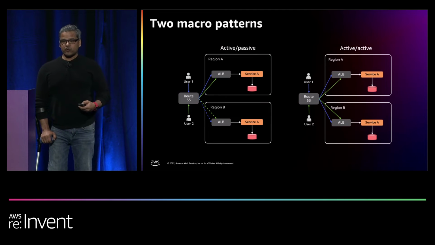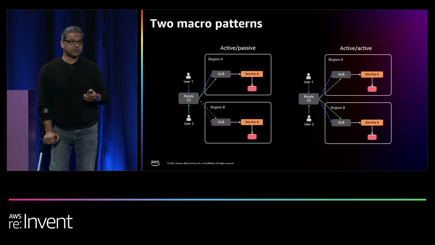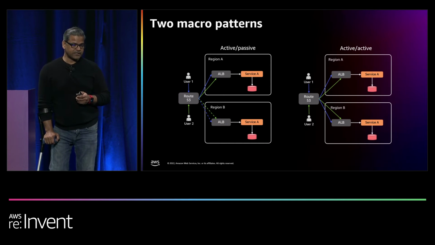Now, at a macro level, there are really two ways to think about multi-region. You either want to do active-passive, which implies that you are using one region at any point in time where all the users, all your read and write transactions go to one primary region, and you have a passive or standby region. In case your services are impaired in the primary region, you can fail over and fail back. So that's the primary motivation.